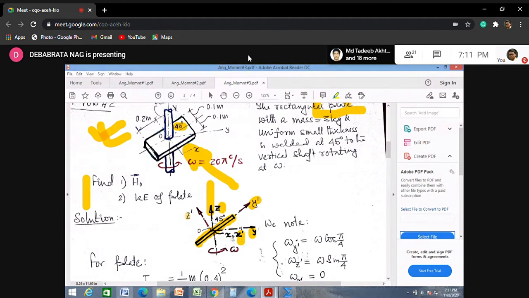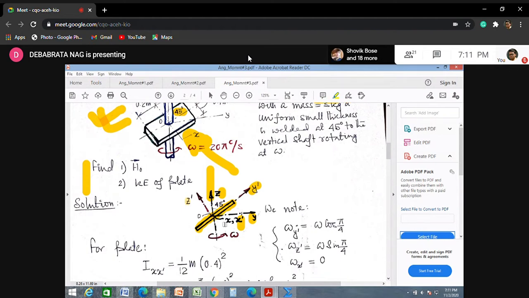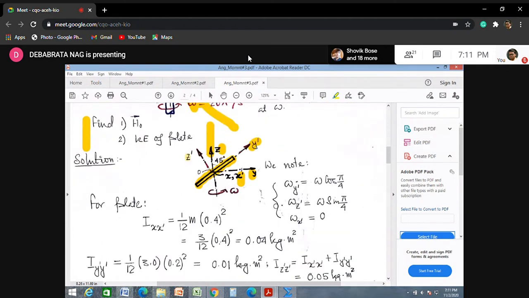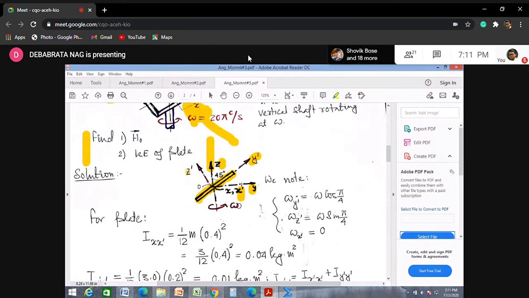So therefore, you see that you have three axes: x dash, y dash, and z dash. These three axes are taken because these are the natural axes, because I know the inertia terms of this rectangular plate about these three axes only. I cannot find out the inertia terms about the y-axis and z-axis because these are inclined to the plate.